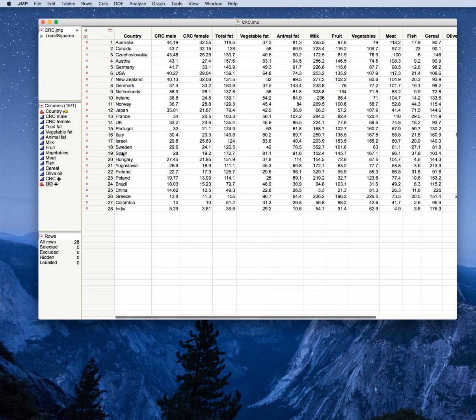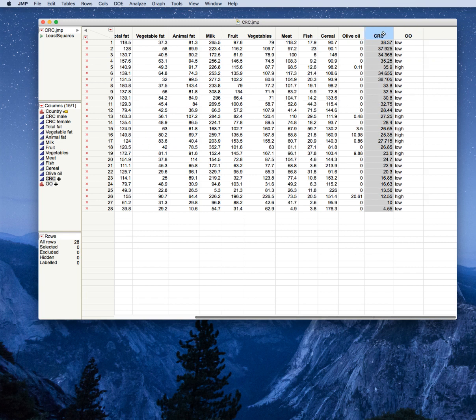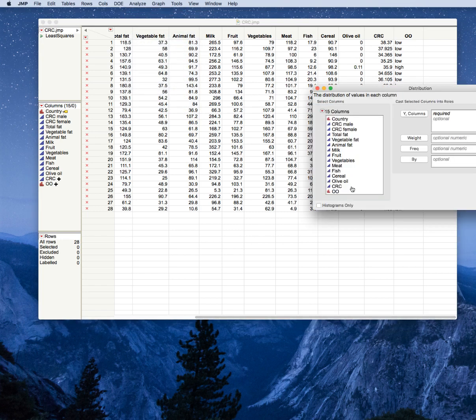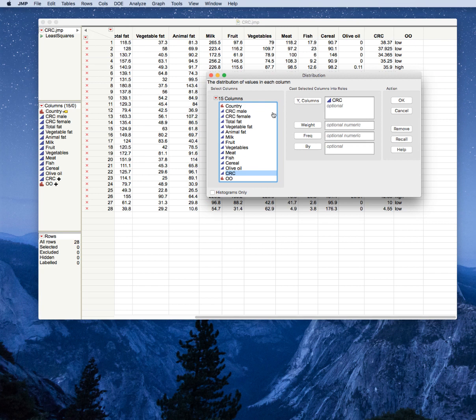Our outcome here is actually the overall colorectal cancer rate here at the end, which is an aggregate of the male and female cancer rates. Each of the variables looks at the amount of consumption per capita in each of the countries. So let's first start with looking at a distribution of our outcome, which is the CRC. And then let's look at meat consumption and fish consumption.